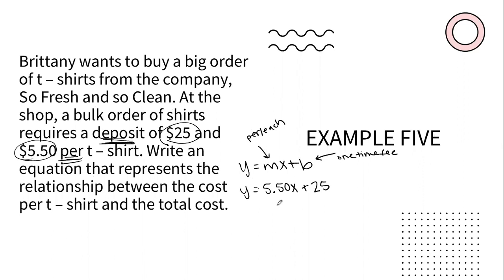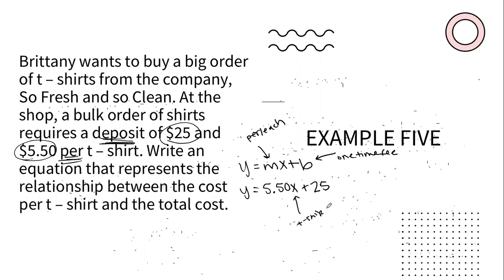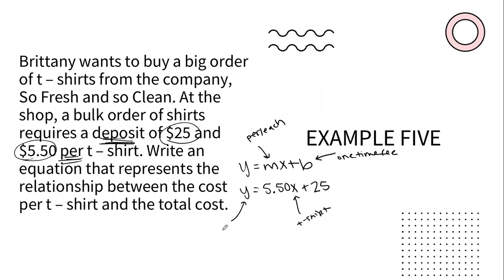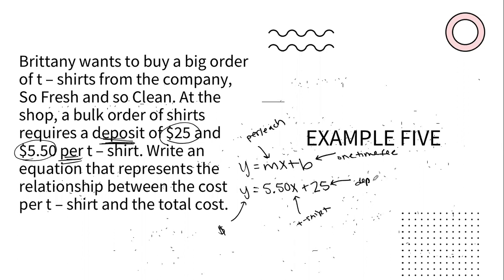Perfect, right? 5.50 is how much it costs per t-shirt. X here would represent your number of t-shirts. And Y is the amount you spend in total. And $25 is your deposit. This is how much I pay only one time. And $5.50 is the cost per shirt.